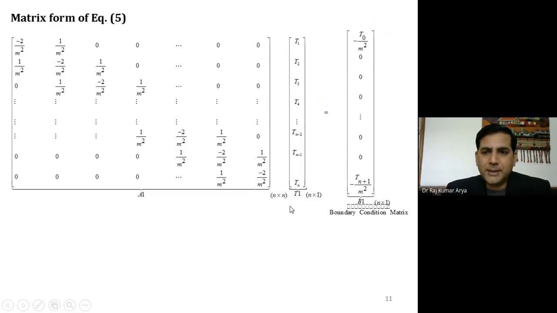Because once I know this, if I want to generate the boundary condition matrix B1, I will just write two lines here. B11 equals minus T naught upon m square, and B n comma 1 is also equal to minus Tn plus 1 by m square. That will generate your entire B matrix, because the rest of the terms are 0, and MATLAB by default would set them equal to 0. Correct?